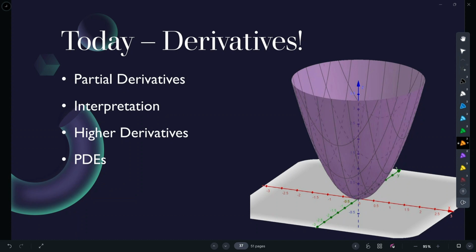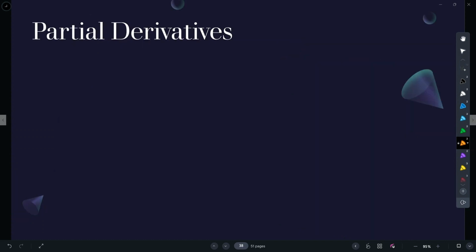So we're going to talk about what partial derivatives are, derivatives in different directions. How do we interpret those? What are higher derivatives? Just like we had the second derivative and third derivative in one variable, what are they? And then I'm going to give you one example of partial differential equations, which is how we describe nature and many other things. So what are partial derivatives?